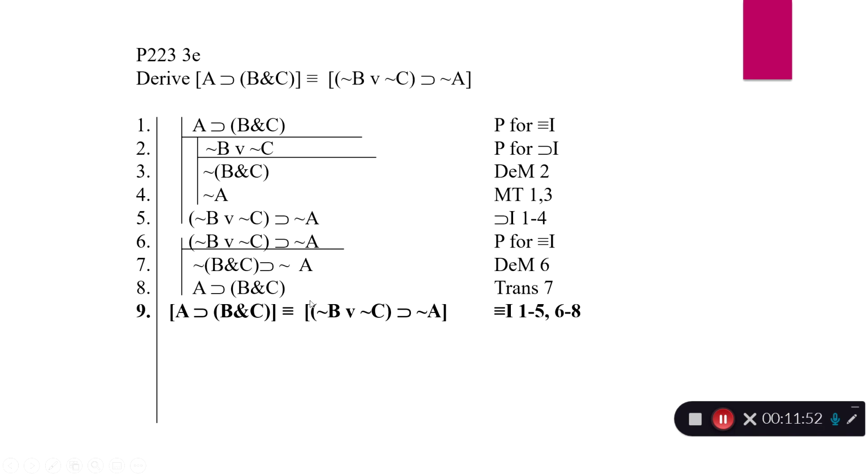So we've proven that these two sentences are logically equivalent, that each entails the other. And again, for biconditional introduction, we have to reference both complete subderivations, lines 1 through 5, where we assumed our left side and proved the right, and lines 6 through 8, where we assumed the right side and proved the left. So that's all for this video on just doing some theorems with the SD plus rules.